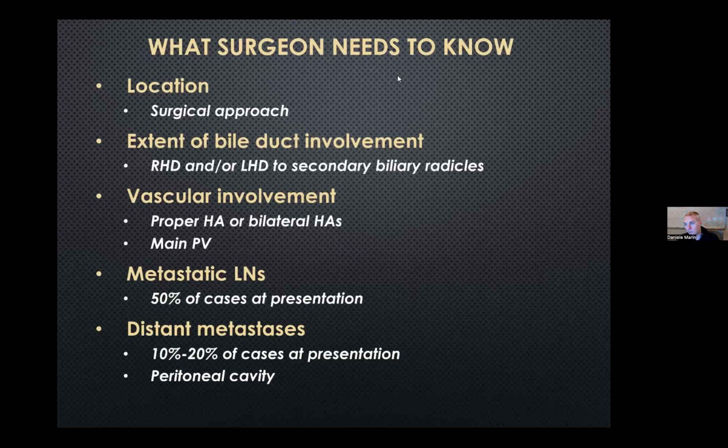So these are the common findings that we need to discuss when we look at a patient with cholangiocarcinoma. We need to be able to identify the location, because as we mentioned before, the surgical approach is driven by the location of the tumor. We need to evaluate the extent of involvement of the bile ducts, because again, this has very profound implications for surgery. We need to evaluate the vascular involvement, in particular involvement of the hepatic artery, and the presence of local regional metastatic lesions and distant metastases.